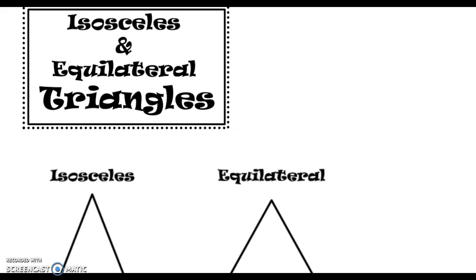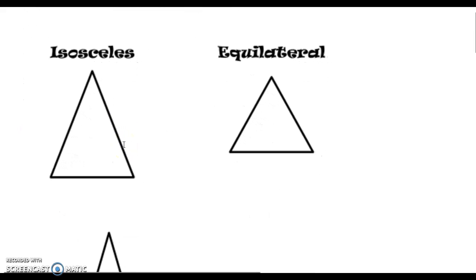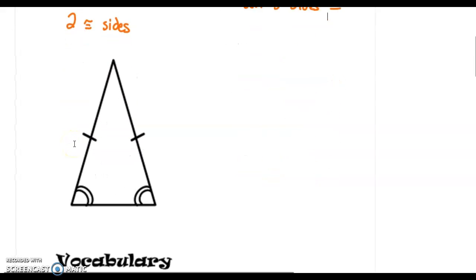Okay, so isosceles and equilateral triangles is something you've been exposed to in the past, so this shouldn't be completely unfamiliar. So isosceles is when you have two congruent sides. And equilateral is when all three sides are congruent. Okay, let's look at some names on an isosceles triangle.